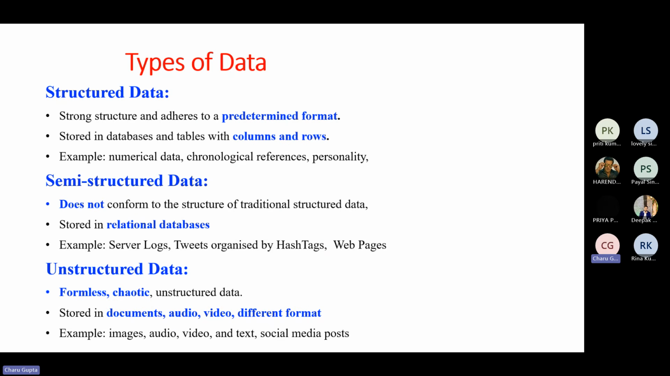Next is semi-structured data, which does not conform to the traditional structure, right? And it is not stored in a relational database. For example, the server logs. How many users have logged in? What is their IP address? And it is not stored in the form of columns and rows. Rather, they are stored in a simple text file.